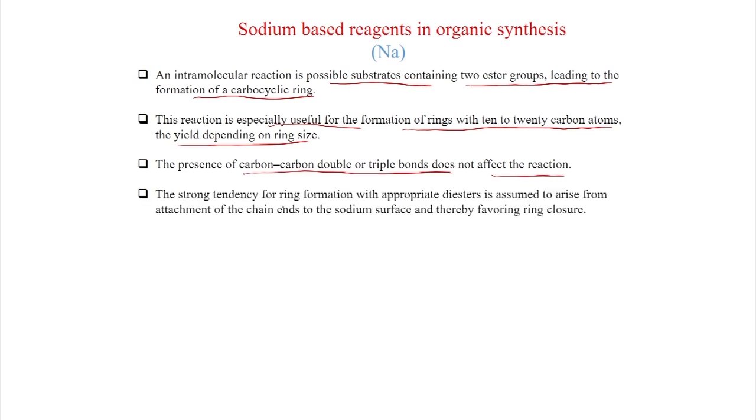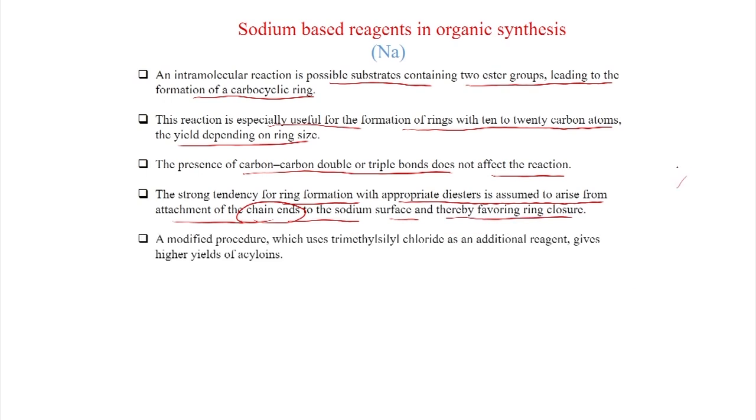The strong tendency for ring formation with appropriate diesters is assumed to arise from attachment of the chain ends to the sodium surface. So, the sodium binds with the chain ends, that is the ester groups, and thereby favors the ring closure, because this sodium can bind to the ester group, right.